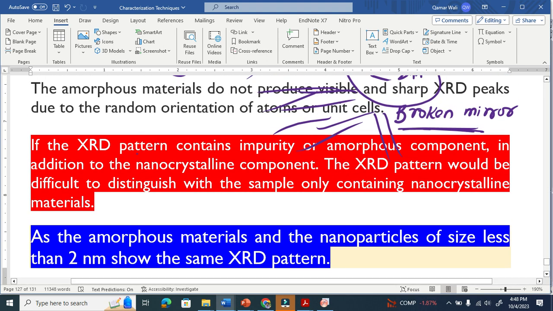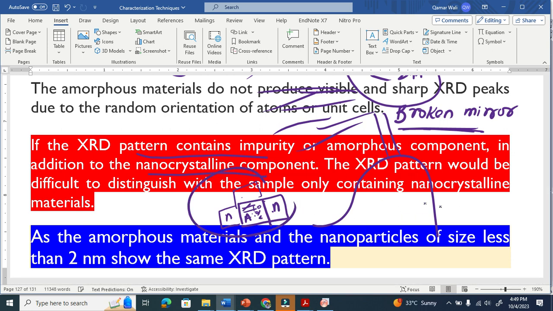If the XRD pattern contains impurity or an amorphous component in addition to the nanocrystalline component, for example, if we have a material where this is nano, and this is amorphous, there is a disorder in the material, and here is again nano. So how will you know that the XRD gives you a broad peak, and whether this peak is from nano or from impurity? Okay, this is one case.